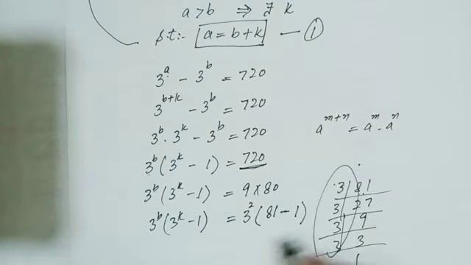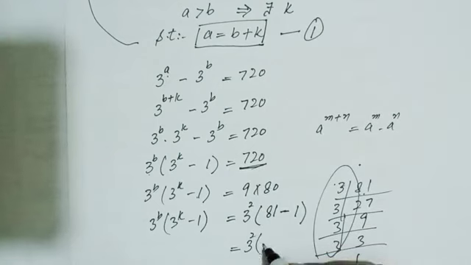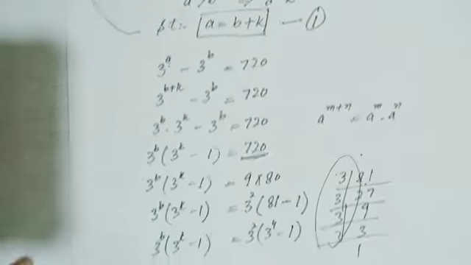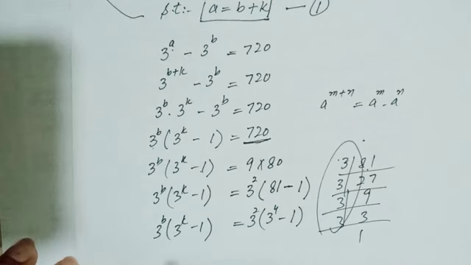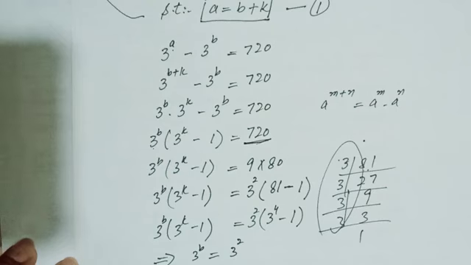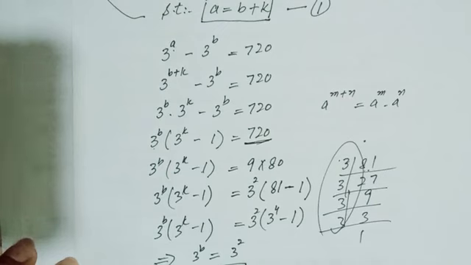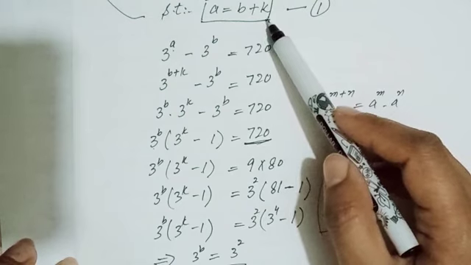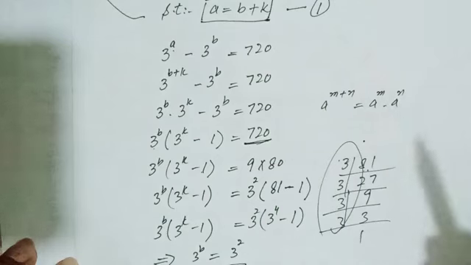So 1, 2, 3, 4. So it can be written as 3 raised to power 4 minus 1, and 3 raised to power b, 3 raised to power k minus 1. So this is the same. I can compare these two terms now. So this implies that 3 raised to power b is equal to 3 raised to power 2. Here this implies that b is equal to 2. So from here I find the value of b. So further I can find the value of k. So I can put this value in this equation and find the value of a.